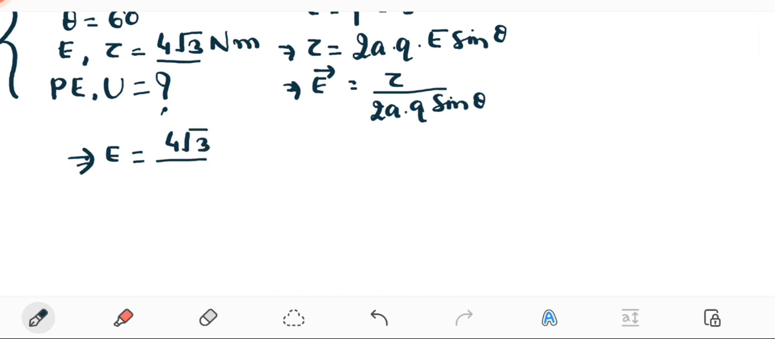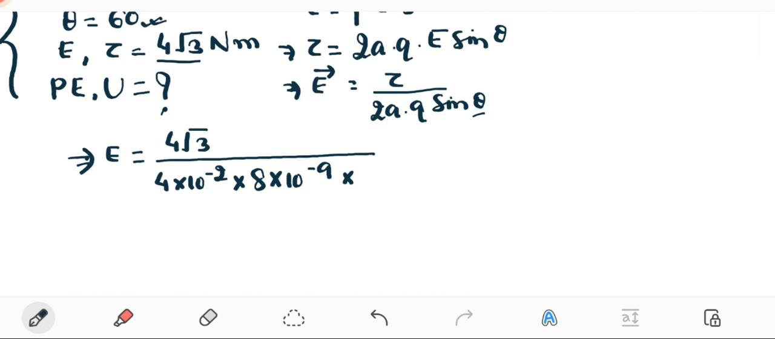Okay, divided by 2a, we have taken the length of the dipole equal to 4, and we can write it as 4 into 10 to the power minus 2 meters. The value of charge is also given, that is 8 into 10 to the power minus 9 coulomb, into sin theta. The value of theta is 60 degree, so we can write it as sin 60 degree. Okay, now let's solve it.